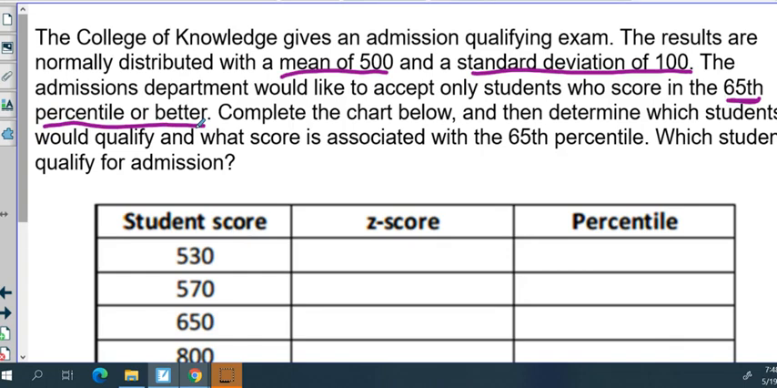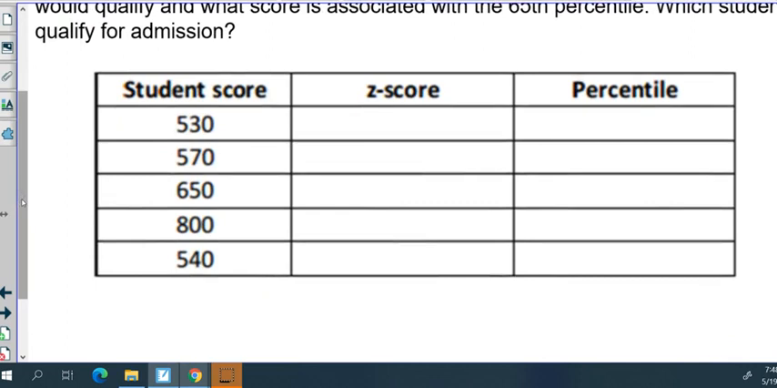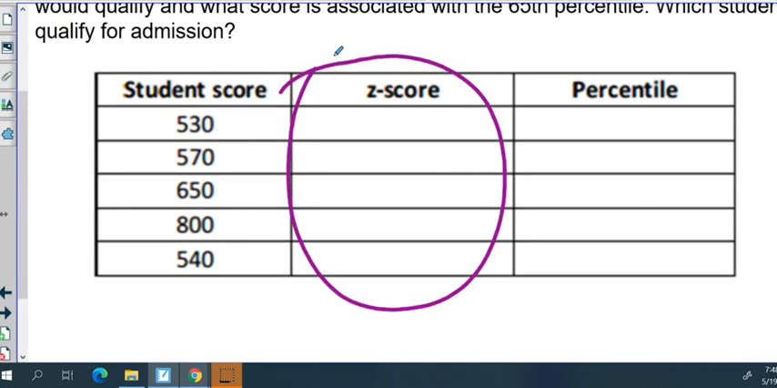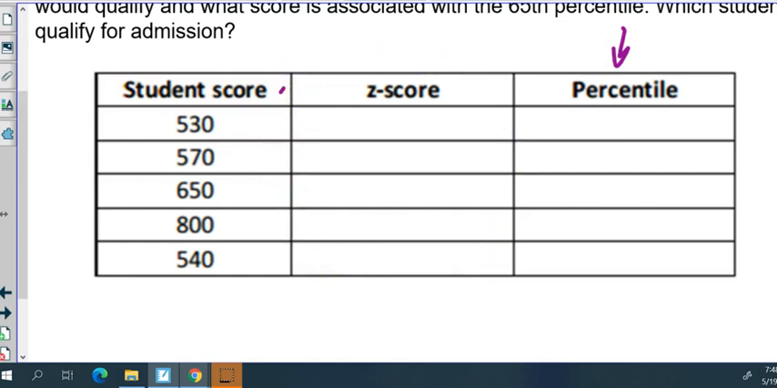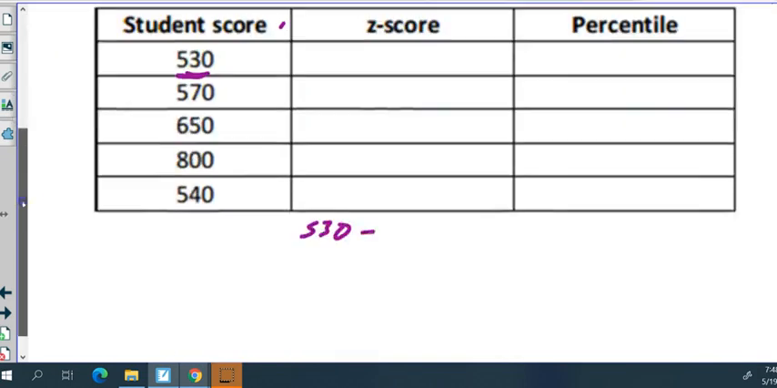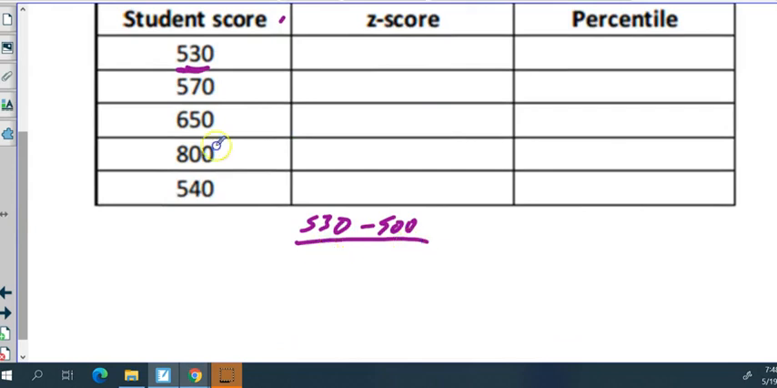All right, so here are our scores. The z-score part, we have to use that formula for, and then the percentile we will utilize Desmos for. Okay, so let's calculate our z-scores real quick. So remember, you're going to take your data point, so for instance 530. We're going to subtract our mean, which if I scroll back up, you'll see was 500, and then we're going to divide by our standard deviation of 100. So 530 minus 500, that's 30, and 30 over 100 is 0.3.